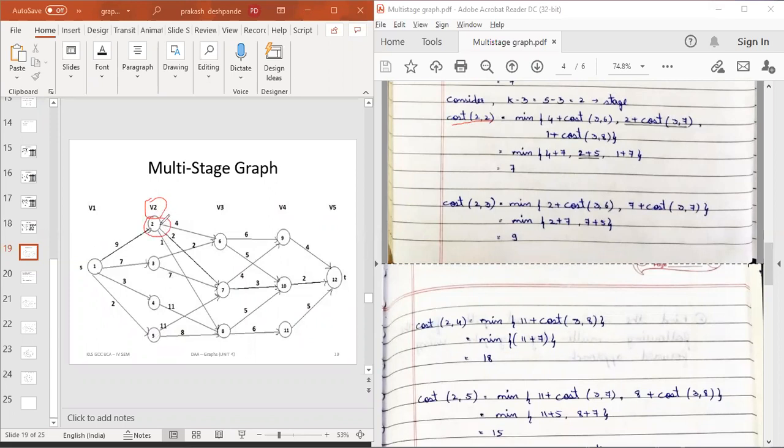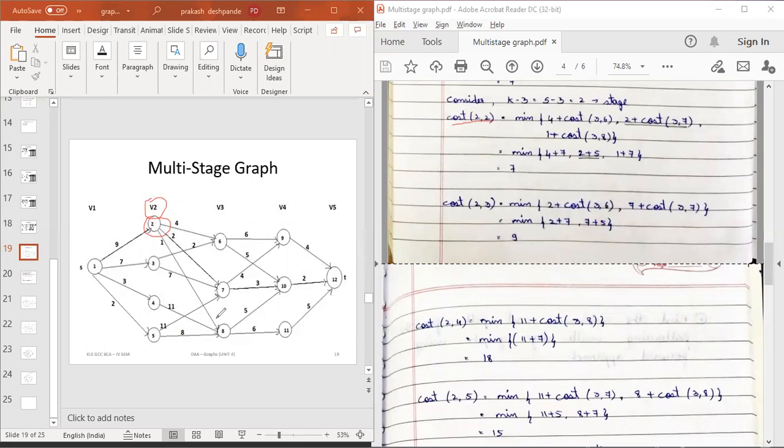Now here you can see there exist 3 different paths. From here, in the second stage, I can go to the next stage, that is the third stage, and there are 3 different paths. From 2 to 6 I can go, from 2 to 7 I can go, from 2 to 8 also I can go.